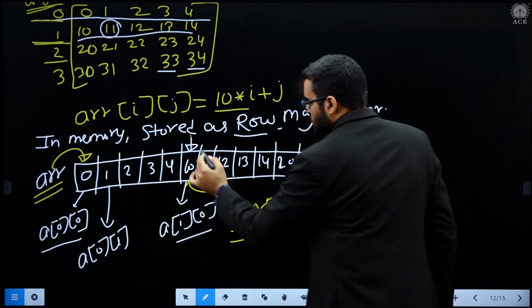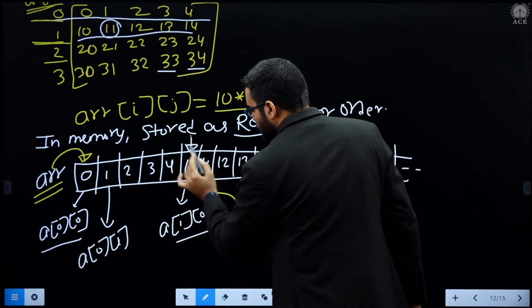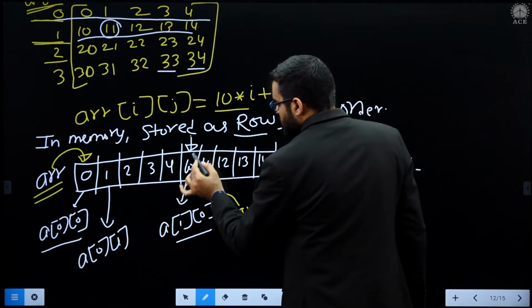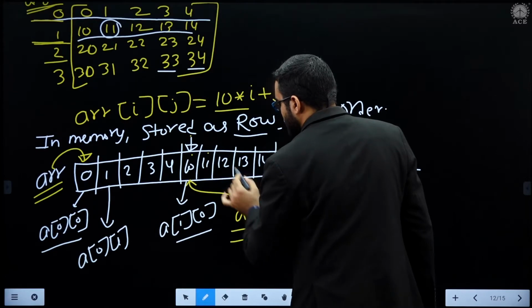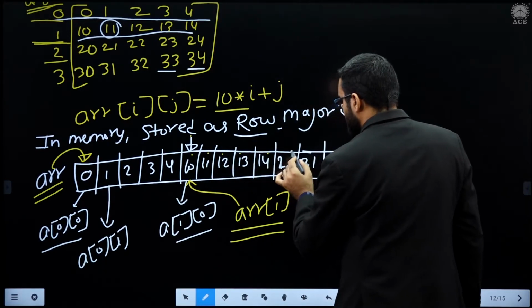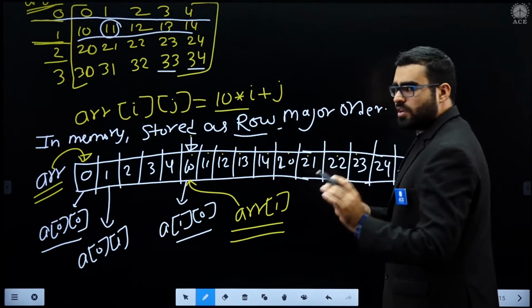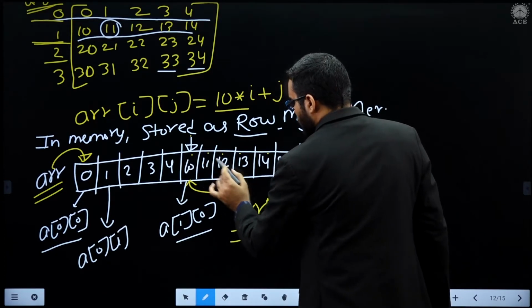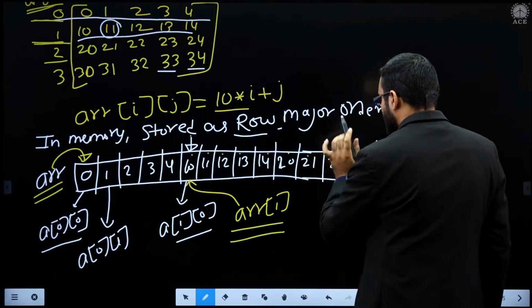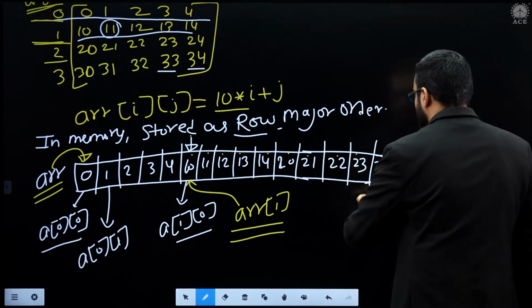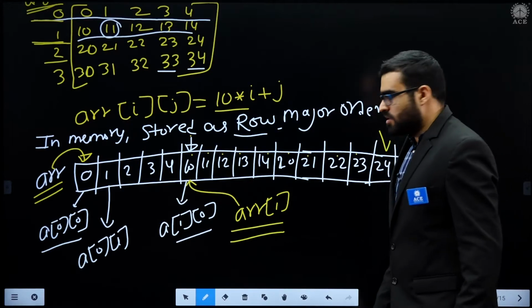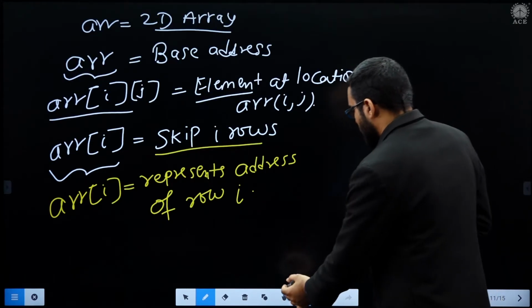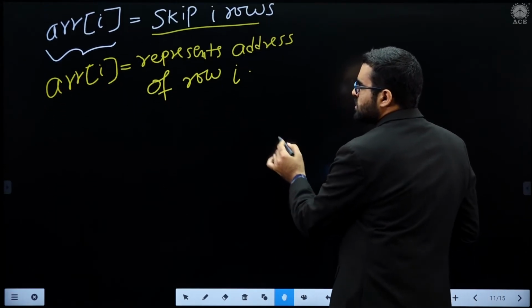This ARR 1 is representing the address of this element, so plus 9 means skip 9 elements. Skip this element, this element, 3, 4, 5, 6, 7, 8, 9, skip 9 elements. This is index 0, this is 1, 2, 3, 4, 5, 6, 7, 8. Once I skip 9 elements, this is the answer, so the answer will be 24. This is clear, right?